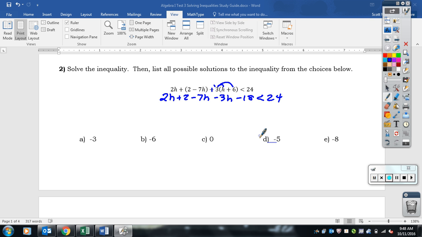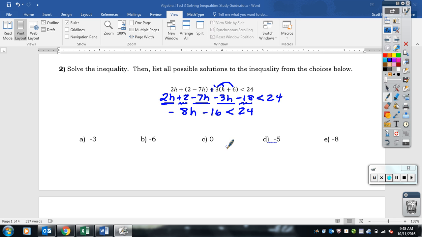Still have to clean up this side. I got a 2h, a -7h, and a -3h. 2 and -7 is -5. -5 and -3 is -8h. A 2 and a -18 is a -16, is less than 24.